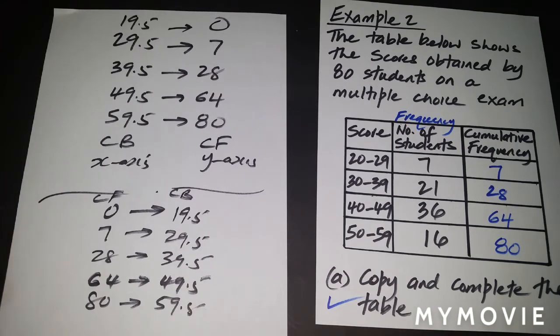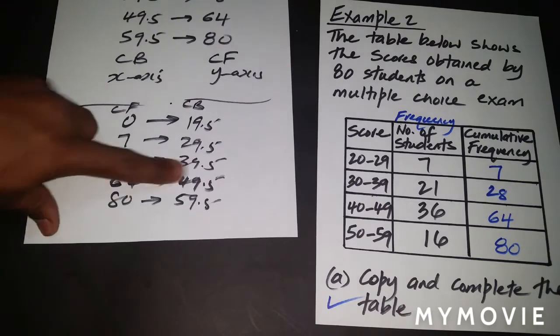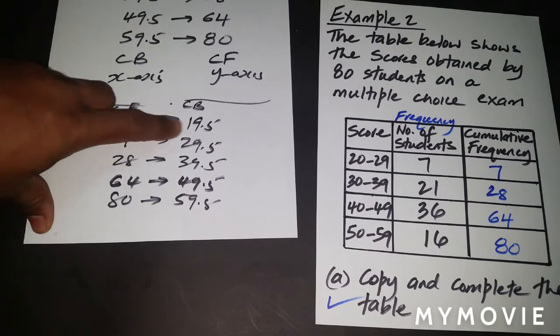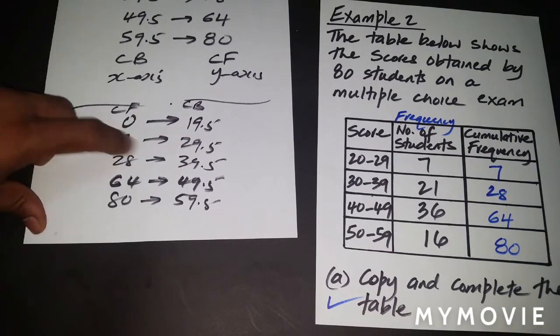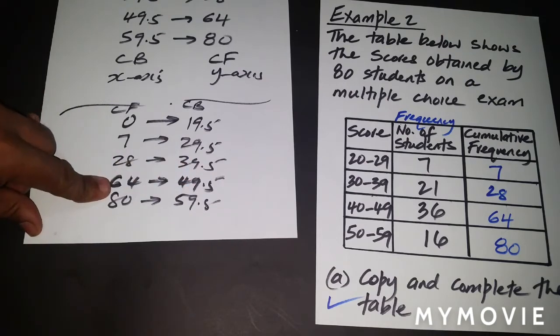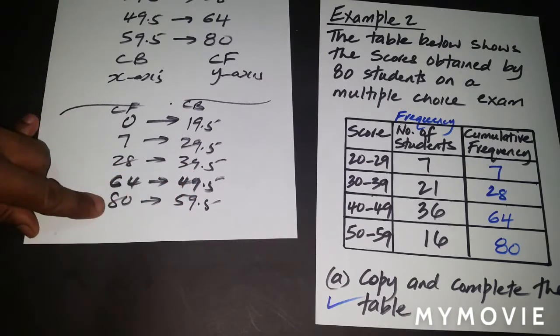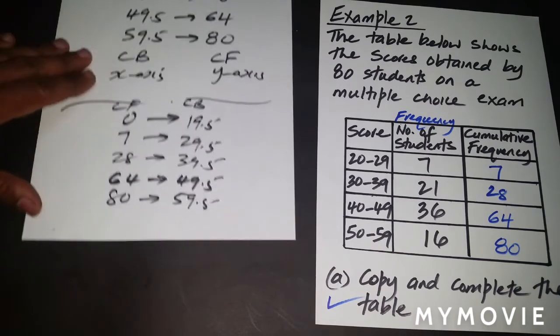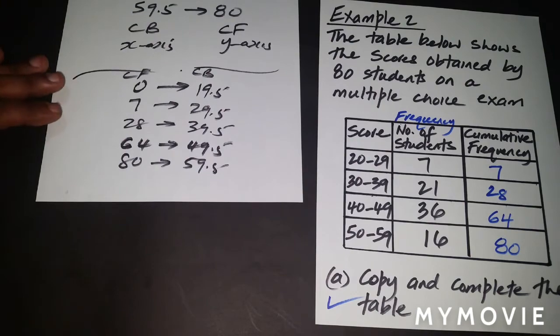Just know that you plot correctly based on the axes and what the axes represent. All right, so we have the plotting points. I think we're accustomed to doing it this way from example 1, so we can stick with this. So 0 maps on to 19.5, 7 maps on to 29.5, 28 maps on to 39.5, 64 maps on to 49.5, and 80 maps on to 59.5. So we can actually just stick with that then if you're more comfortable with that.